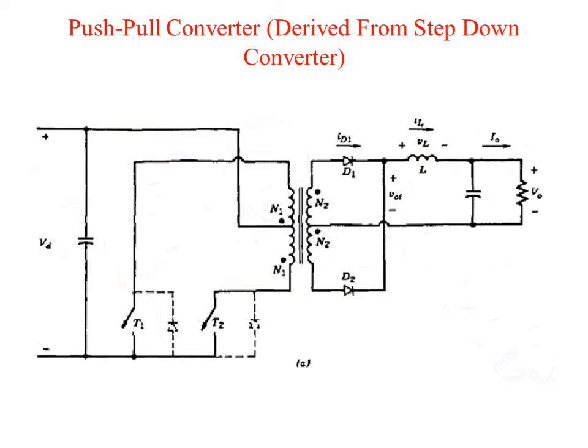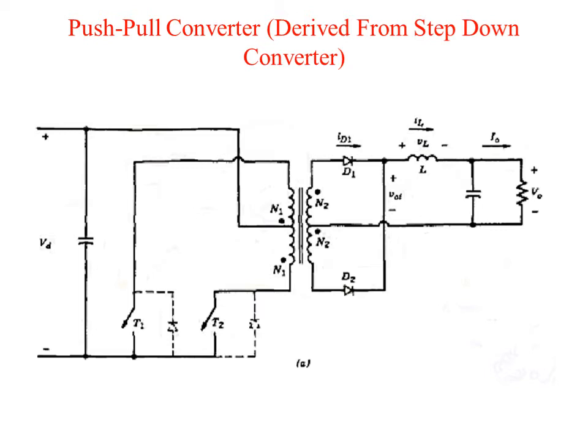Push-pull converter derived from step-down converter. Figure A shows the circuit arrangement of a push-pull DC to DC converter, where it is used to produce a square wave AC at the input of the high frequency transformer. The pulse width modulation scheme is used to regulate the output voltage. The center tap secondary winding is used, which results in only one diode voltage drop on the secondary side.